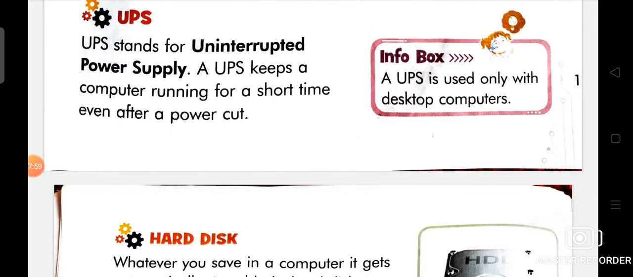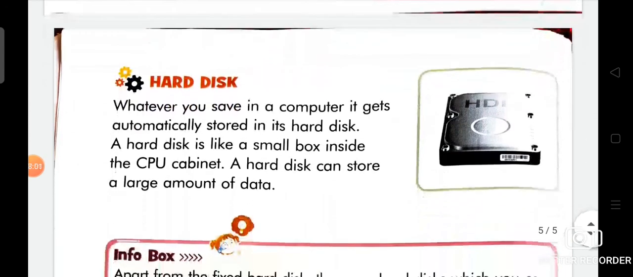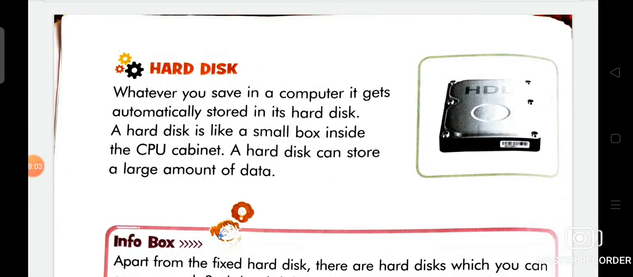So students, please turn over the page. And your next topic is hard disk. As you can see, it is the picture of a hard disk. Whatever you save in a computer gets automatically stored in its hard disk. A hard disk is like a small box inside the CPU cabinet.